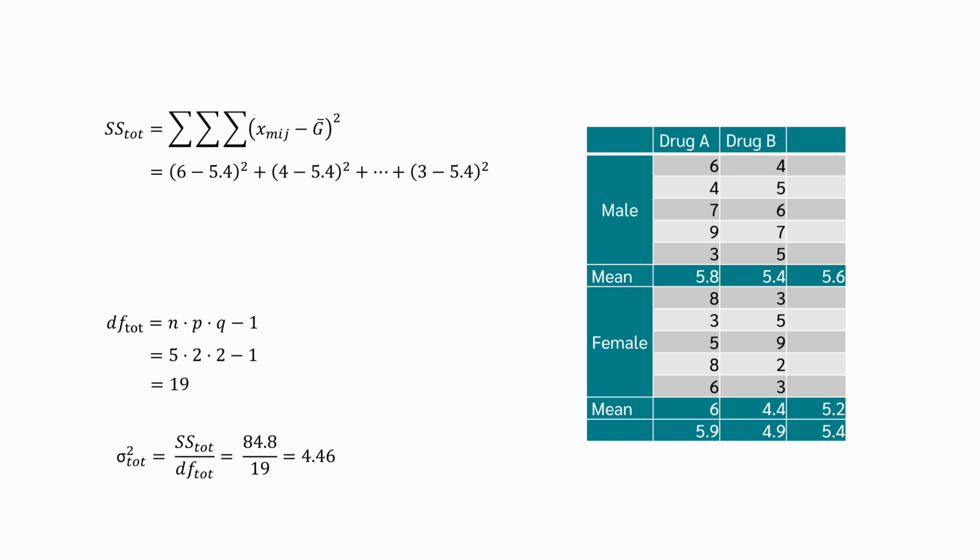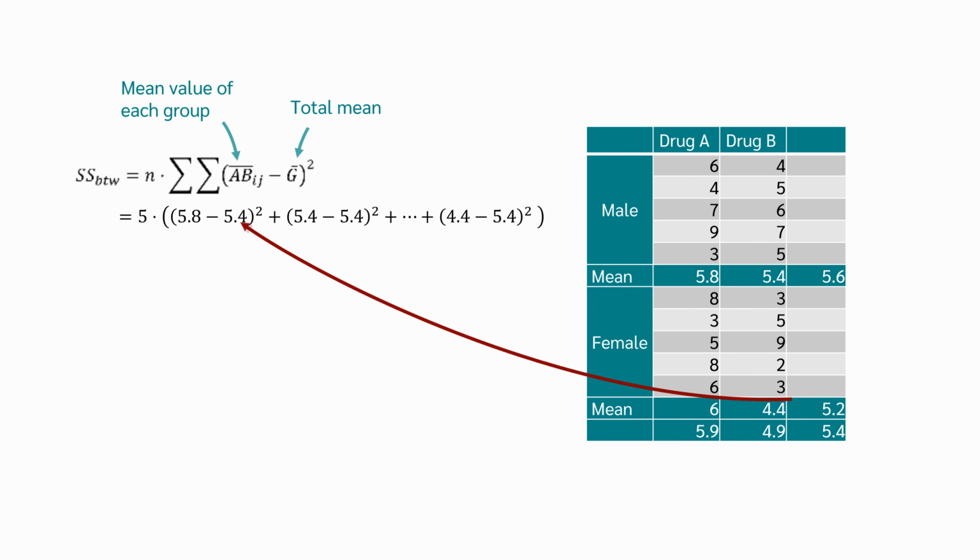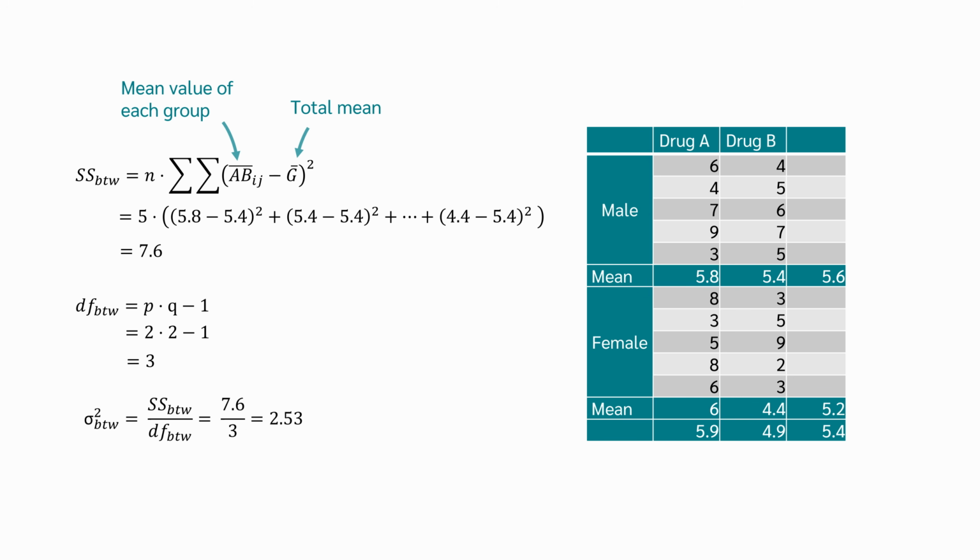The total variance is calculated by dividing the sum of squares by the degrees of freedom. So we get 4.46. Now we can calculate the sum of squares between the groups. For this, we calculate the group mean minus the total mean. So (5.8 minus 5.4) squared plus (5.4 minus 5.4) squared, and the same for these two values. We get 7.6. In this case, the degrees of freedom are 3, which gives us a variance of 2.53.